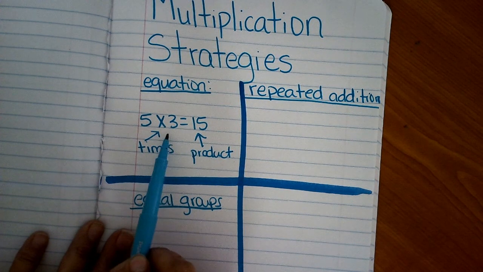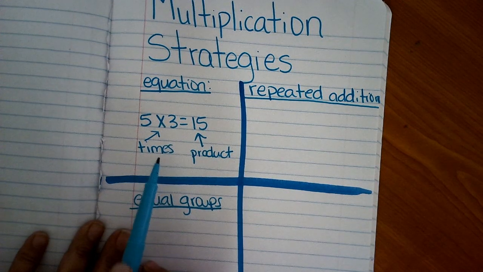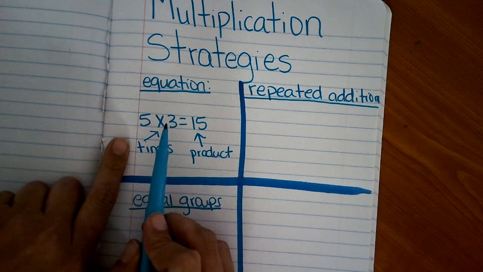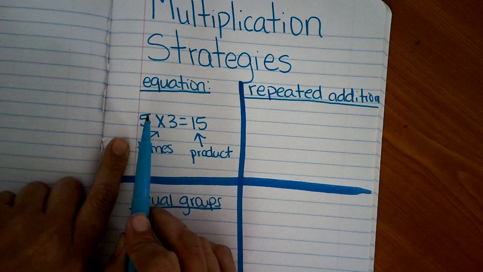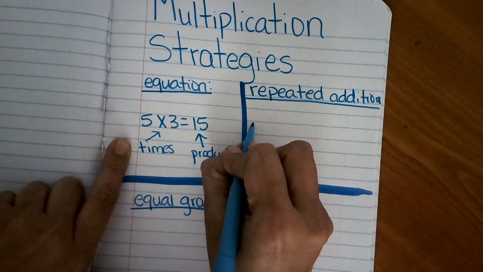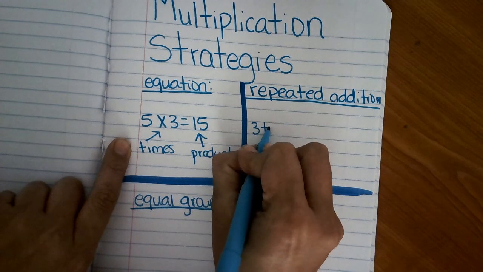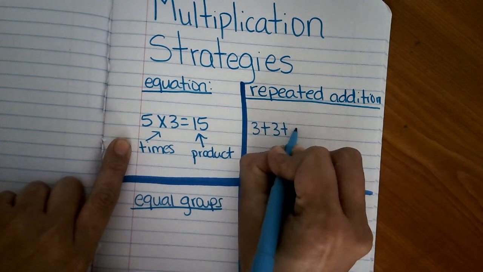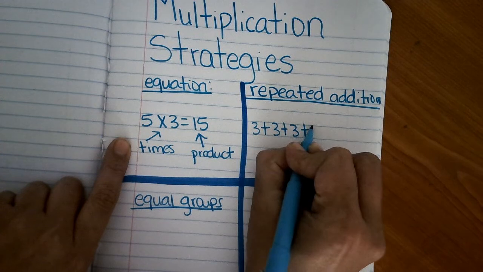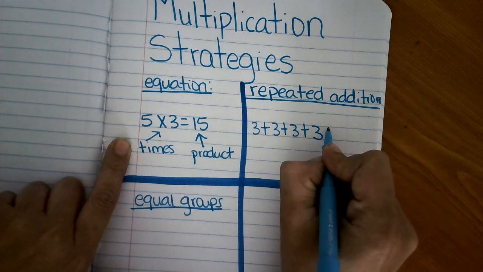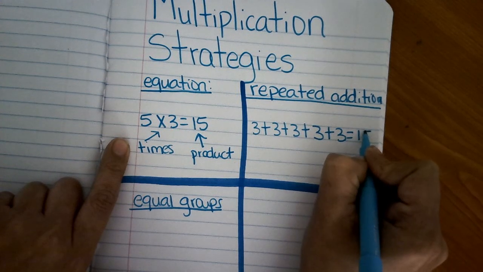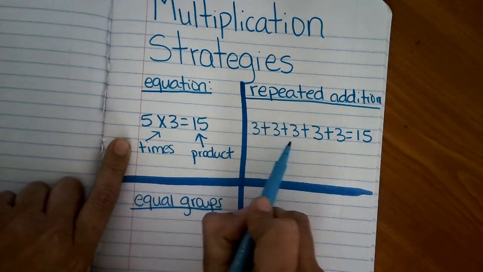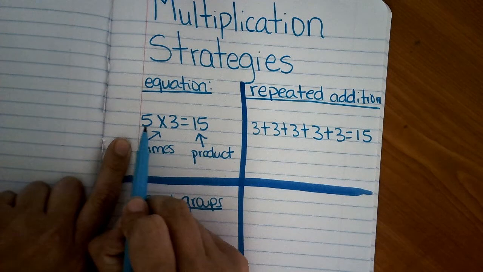I can use this multiplication sentence to write my repeated addition. This means that I'm going to write 5 times the number 3. I'm going to add the number 3 5 times. 3 plus 3 plus 3 plus 3 equals 15. This is repeated addition because this is 5 times 3.